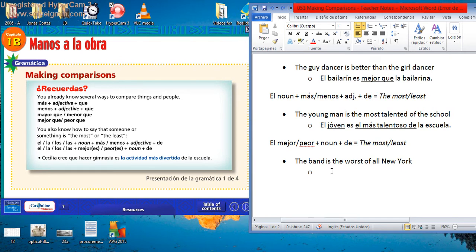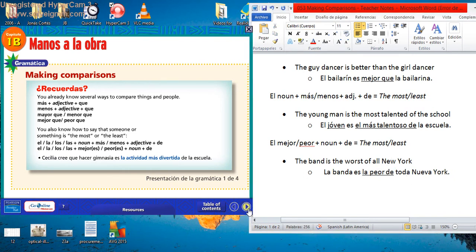So we're going to say the band is la banda. Es la peor. It's the worst. De, and then I'm going to say of all. So I would say de toda Nueva York. All right, so there it is, the worst of. All right, does that make sense? Hopefully we are good. Right, again, write down your questions, bring them to class. I'm going to go on to the next slide.